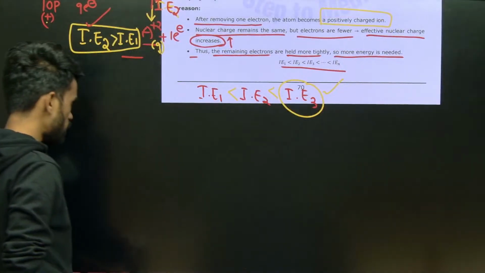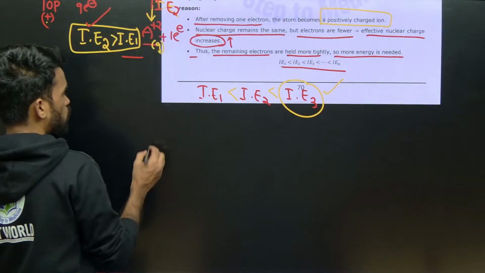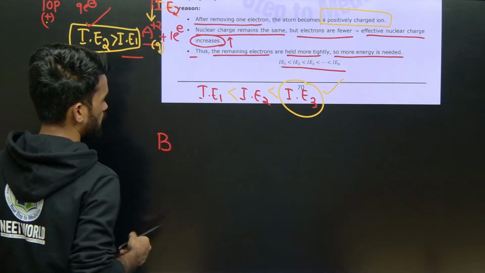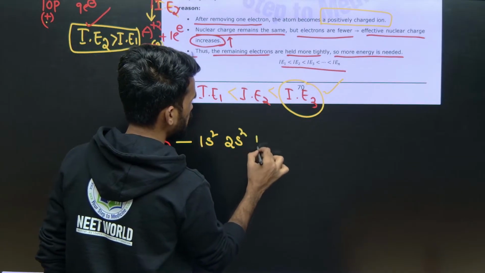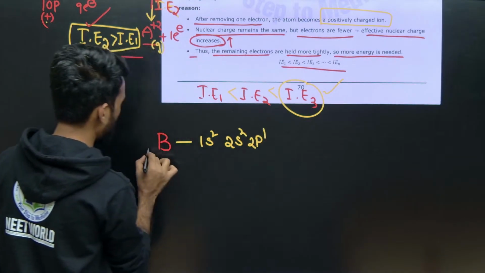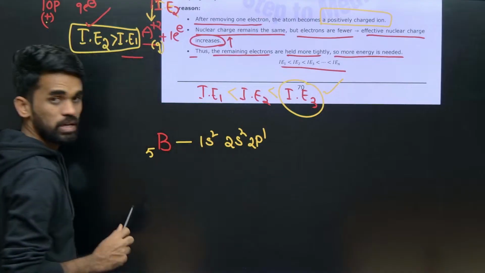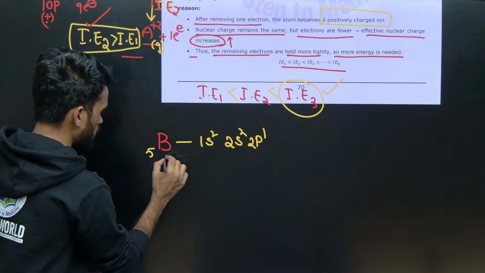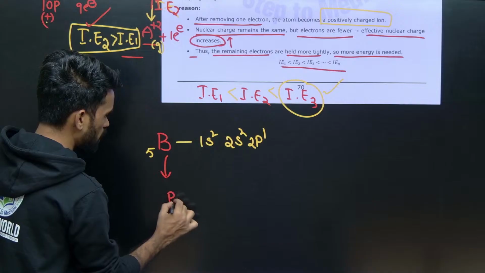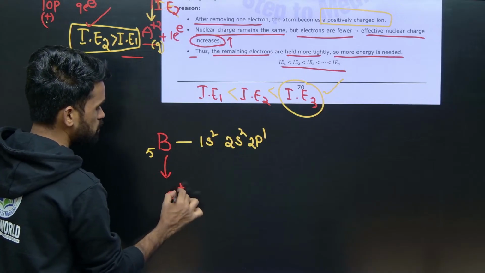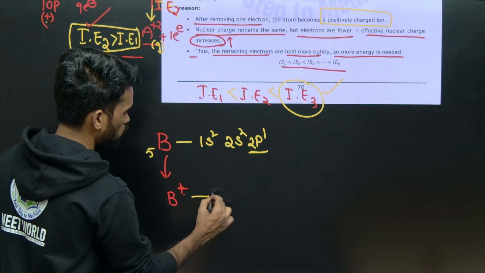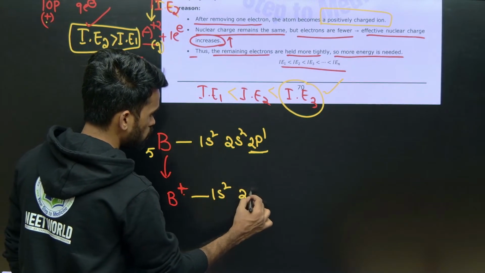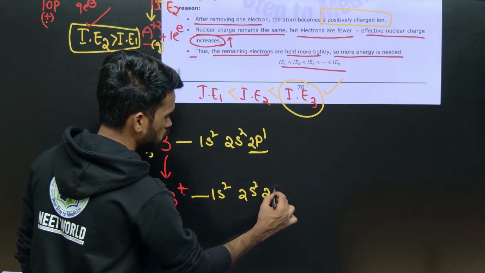Here I am taking boron. What is the electronic configuration of boron? You can write 1s2, 2s2, 2p1. Its atomic number is 5. This is the electronic configuration. If I want to make it unipositive, it will become B plus. So from where are we removing the electron? From the 2p. Now the electronic configuration is 1s2, 2s2, and 2p0.